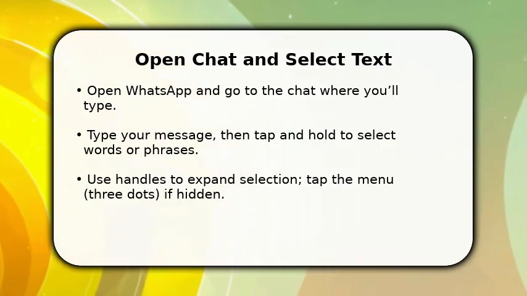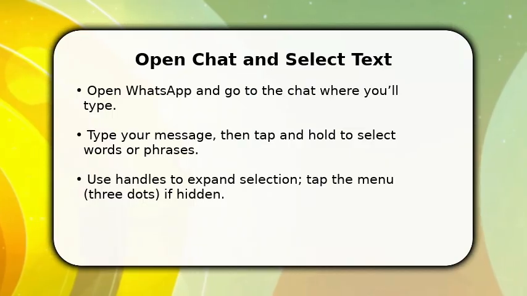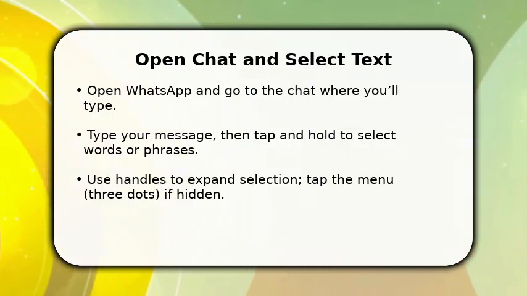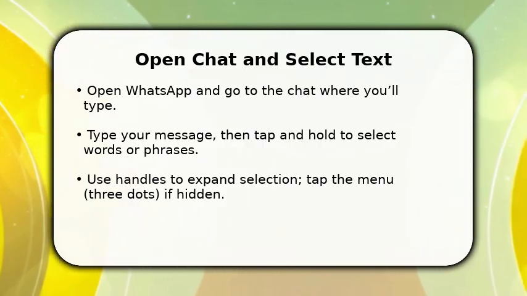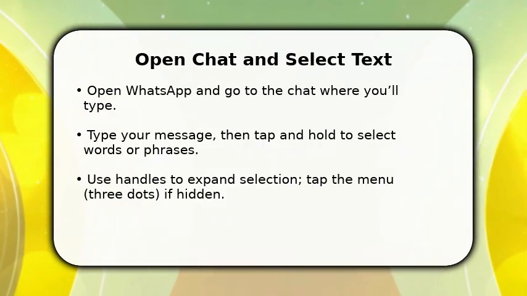On some devices, you'll need to tap the three-dot overflow to reveal formatting options. This immediate selection step ensures you change only what you intend and prevents accidental styling of adjacent text.